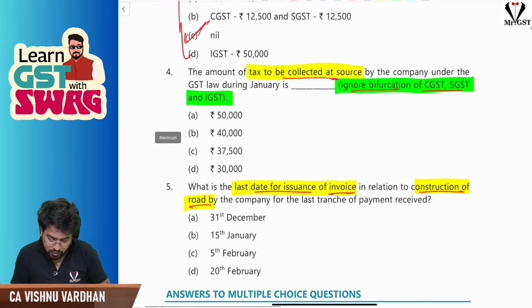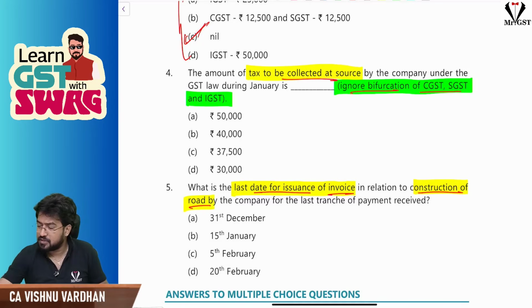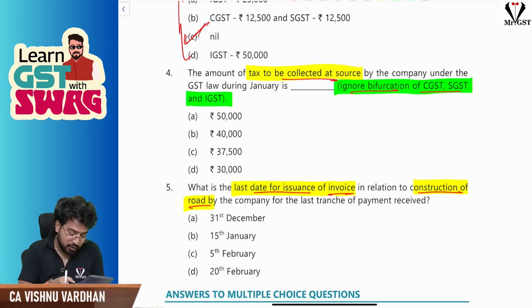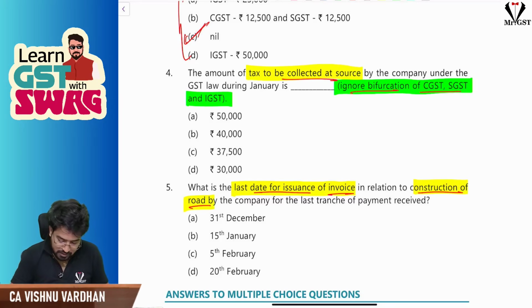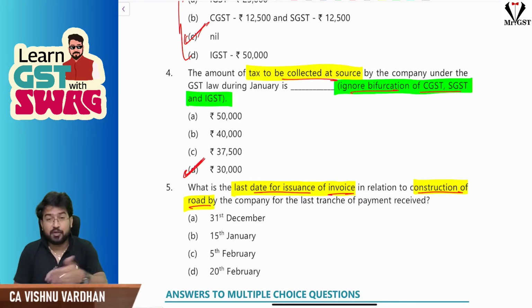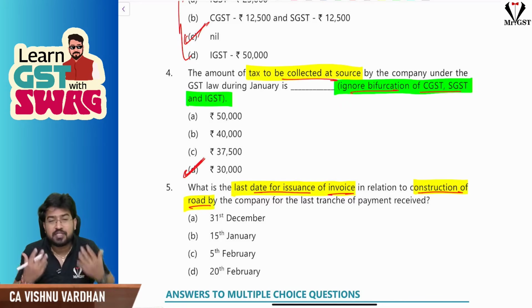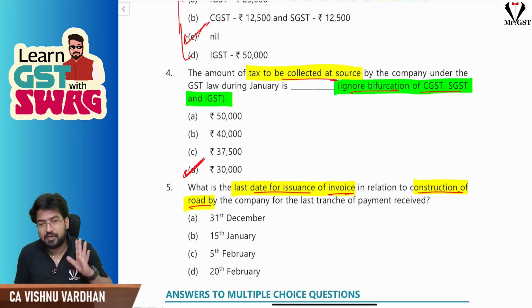So the answer should be, what is 60 lakh into 0.25%? It is 15,000. Ignore the bifurcation, as they have said. So 15,000 and 15,000, total 30,000 will be the TCS. So this will be the option, correct? Here, if at all there was an option of 15,000, we would be making a mistake. Are you understanding? Because with the excitement to do it fast, we commit these types of mistakes.